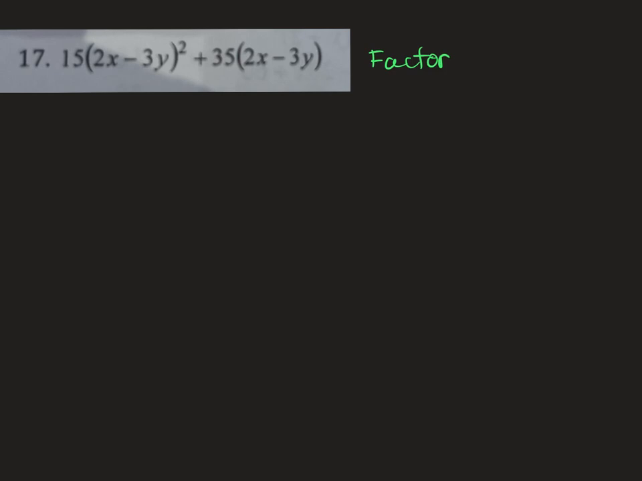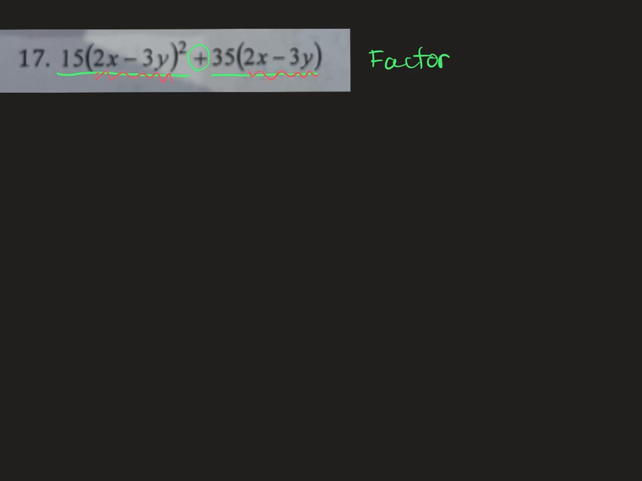But what I'm noticing is there's basically two terms. There's this term, because it's multiplied together, so that's all one term. And then we have a plus sign, and then there's this term. Now, between those two terms, we have a greatest common factor. It is the 2x minus 3y.